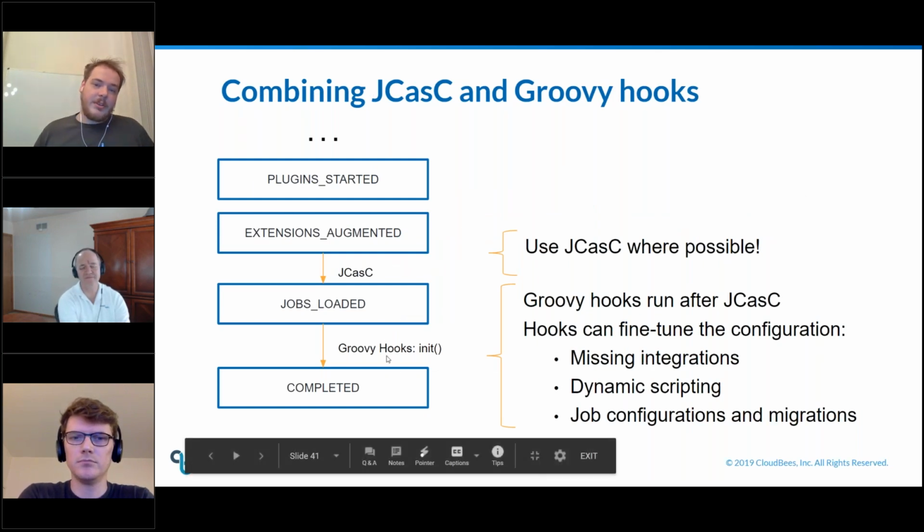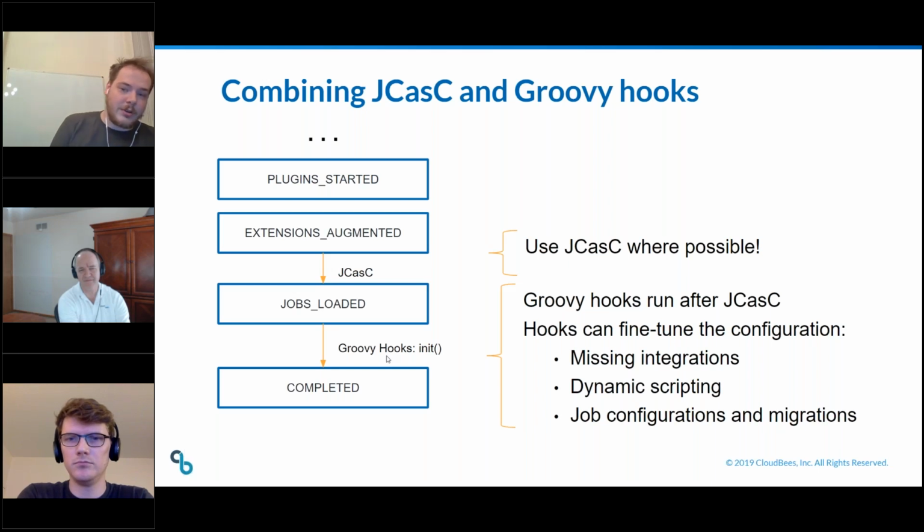So my personal recommendation is to use Jenkins configuration as code where possible. And when it's not possible, you could consider using Groovy hooks, because you can determine the order of execution. Groovy hooks always run after Jenkins configuration as code, and you can configure your system. So for example, if there is a missing plugin, a missing integration, or if you want to do crazy dynamic scripting like I did in my demo, then you can use Groovy hooks for that. But JCasC can do the majority of configuration.